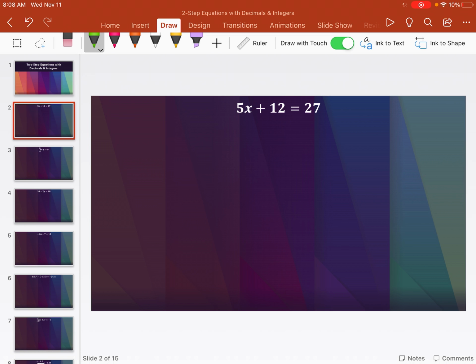So here, 5x plus 12 equals 27. The first thing I need to get rid of is this plus 12, because that would be the last step of order of operations. So I'm going reverse, so I'm going to get rid of that first. So first thing is to subtract 12. So almost always you're going to get rid of the constant first. There's a couple situations where that won't work, and I'll show you those too. So if I subtract 12 over here, that's gone. I still have 5x left over.